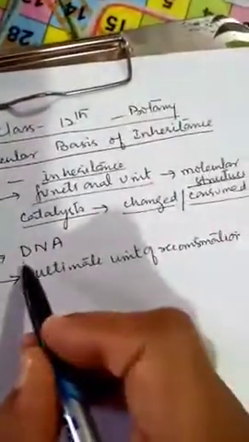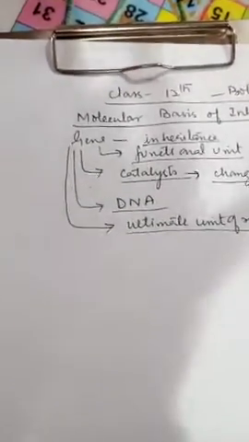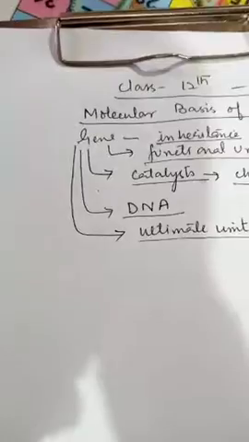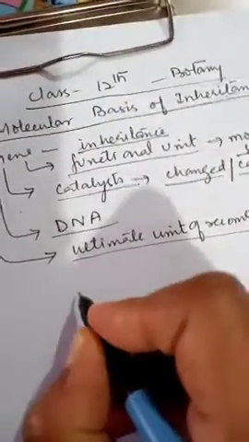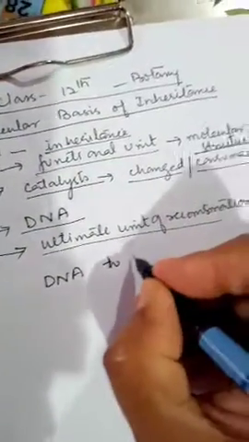This gene is a part of DNA. We also know that the gene can grow, it can reproduce, it can mutate. So we can say this gene is the ultimate unit of recombination. This gene undergoes replication. The information, the coding that is given in these codes, is conveyed from DNA to mRNA.